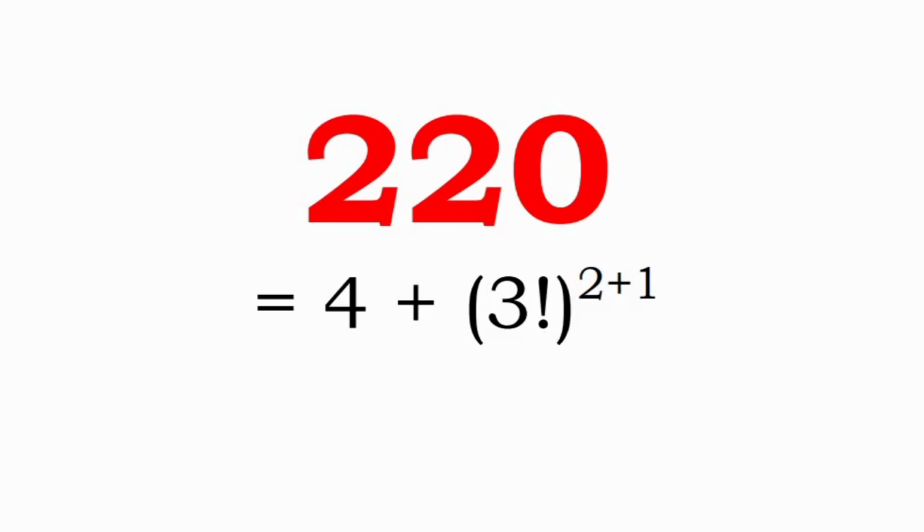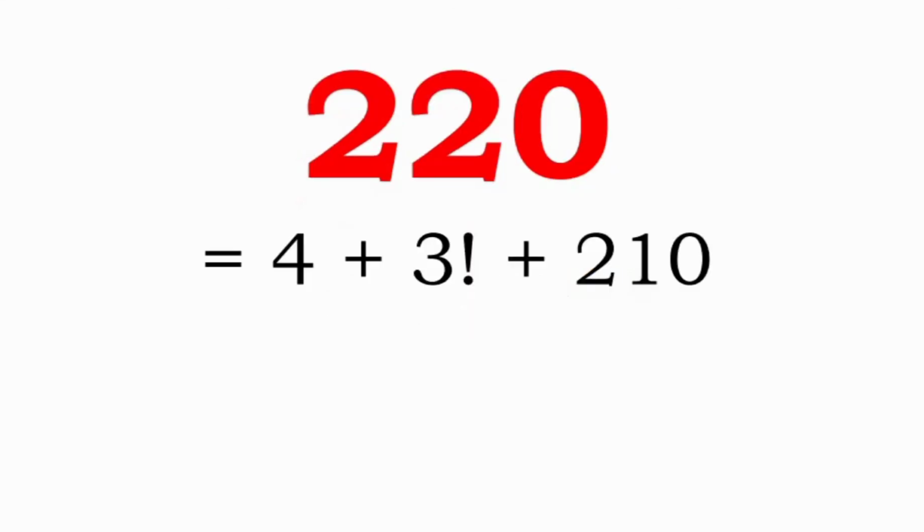So 3 to the power of 3 is 27, and 216 is 6 cubed... Another representation of 220, which is equal to 4 plus 3 factorial plus 210. 3 factorial is 6, 6 plus 4 is 10, and 210 plus 10 is equal to 220.